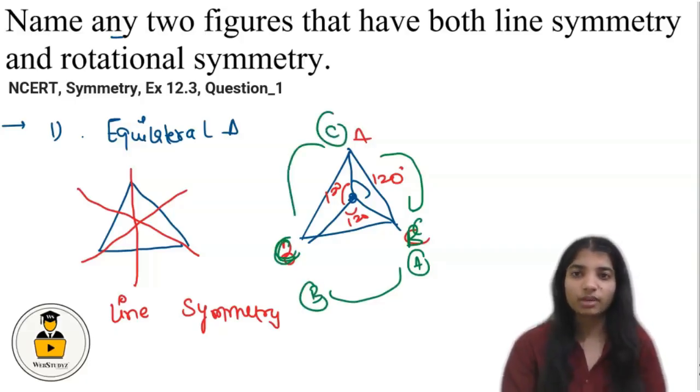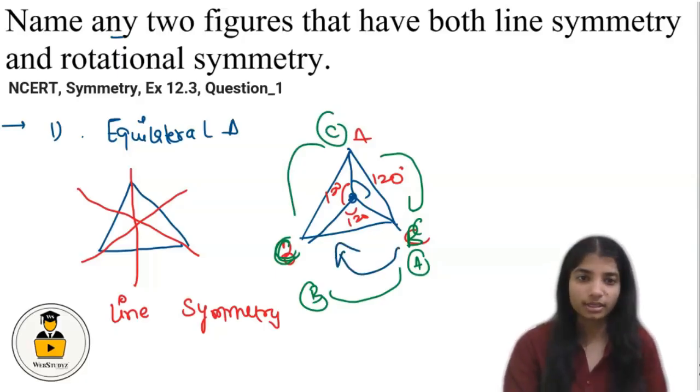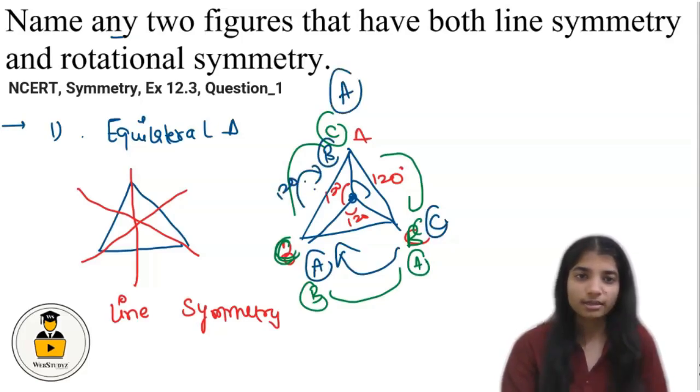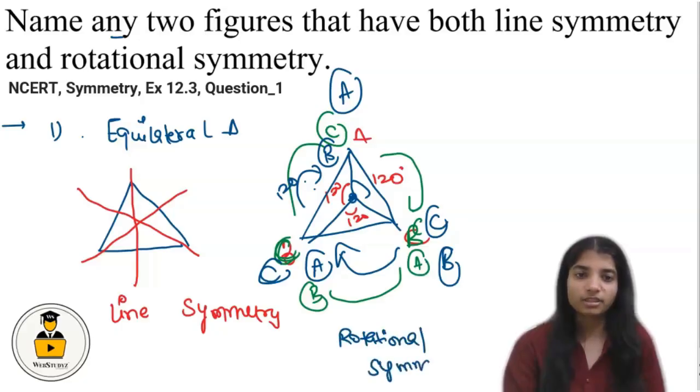Now if we again rotate this by an angle of 120 degrees, from here to here, this A will be here, this B will be here, and this C will be here. If we again rotate this by 120 degrees, A will go to its initial position, B to its initial, and C to its initial. So we can say that this triangle has both line and rotational symmetry. This is the answer for the first figure.